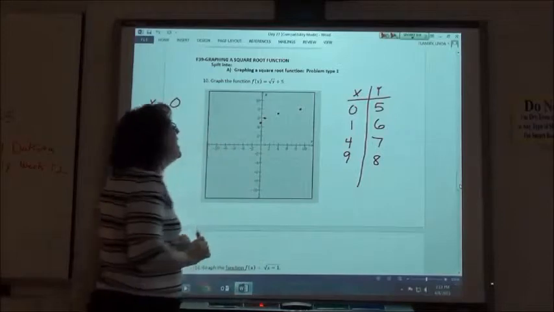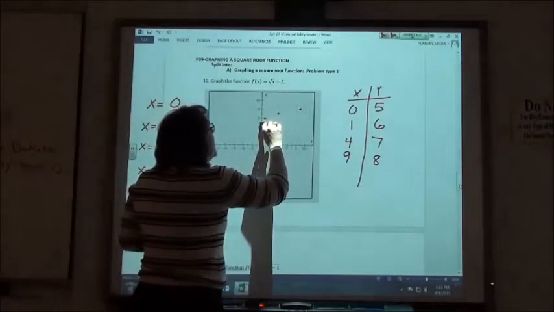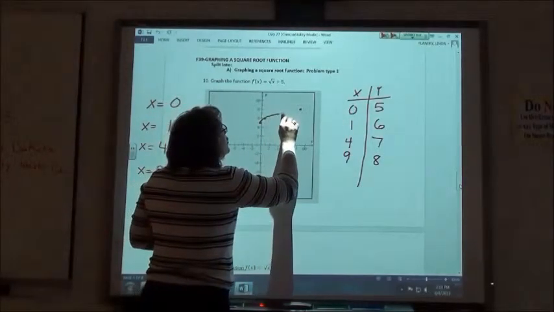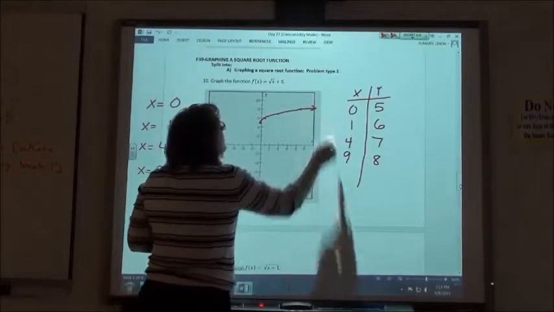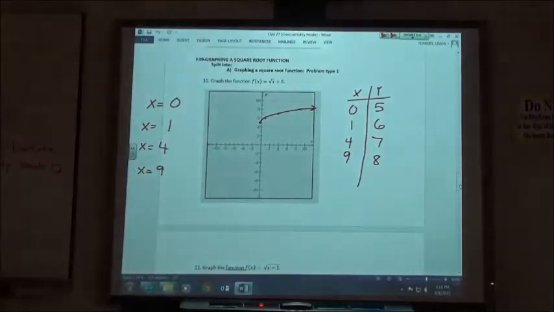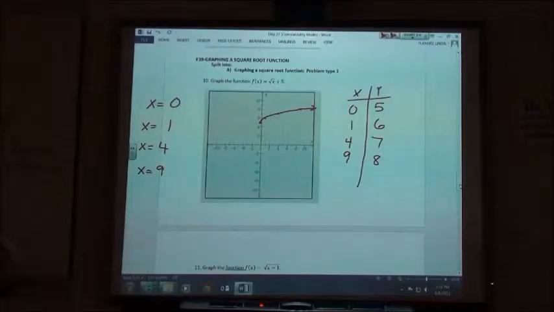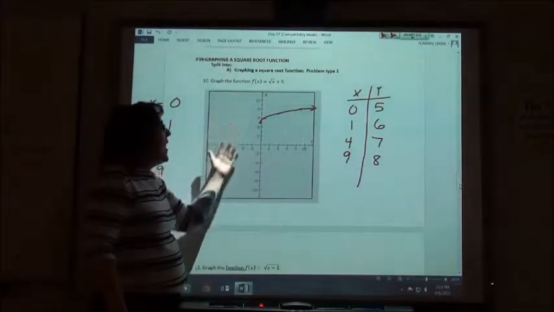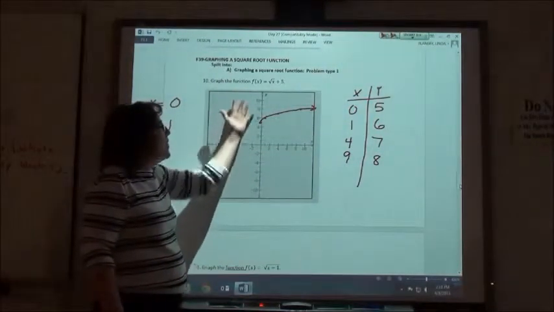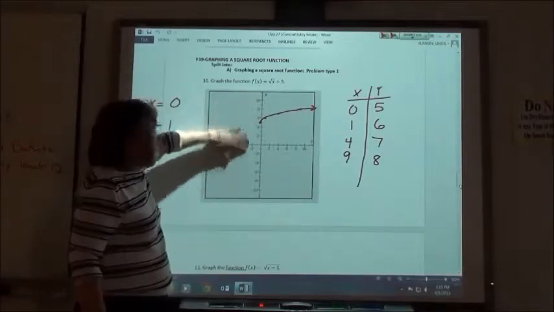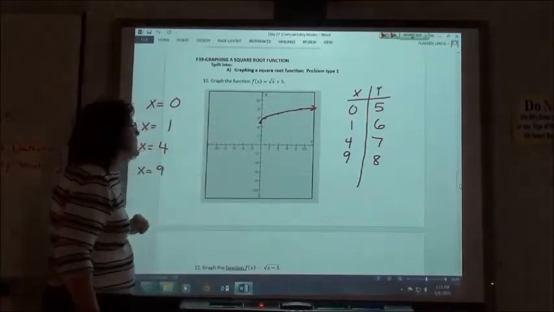What happens with a square root function is it's going to have an end point, and then it's going to shoot off either to the right or to the left, depending on what we have, but in this case, we shoot off to the right. But we can't take the square root of a negative number, and so we don't have anything over here on our graph.